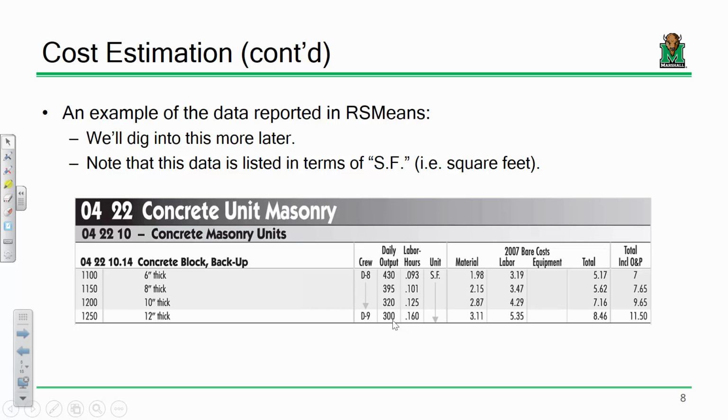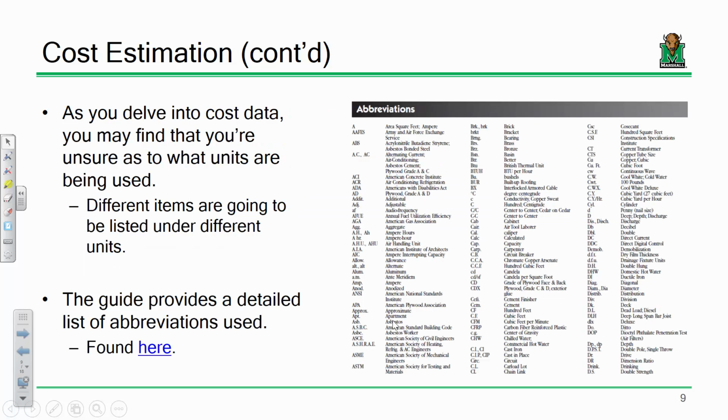Now, the data here is listed in terms of square feet. One thing I will mention is a lot of the units are pretty simple, a lot of them are pretty basic. Some of them, even I'm like, what the heck does that mean? There's a lot of, like, AFUE. What the heck does that stand for? Annual fuel utilization efficiency. I wouldn't remember that. There's no way I'd remember that.